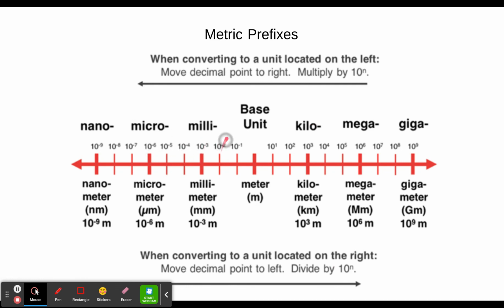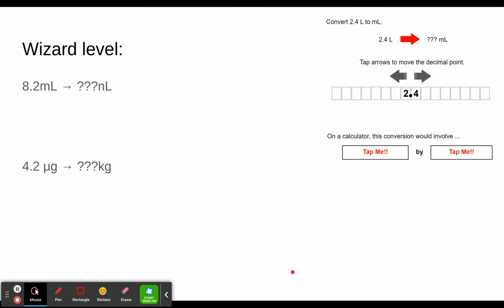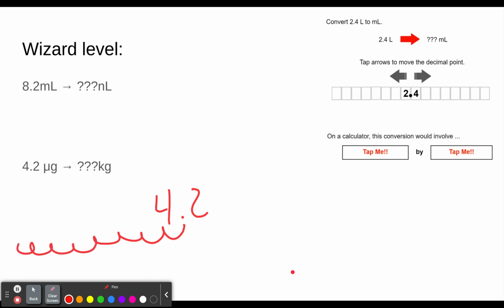1, 2, 3, 4, 5, 6, 7, 8, 9. We have to go 9 places to the right. So that means we're going to move the decimal point to the left. So 4.2. 1, 2, 3, 4, 5, 6, 7, 8, 9. Okay, so we got a whole lot of zeros here because this is going to be a very small number of kilograms. We got 0.0. What do I have there? 1, 2, 3, 4. Looks like I got 8 zeros.